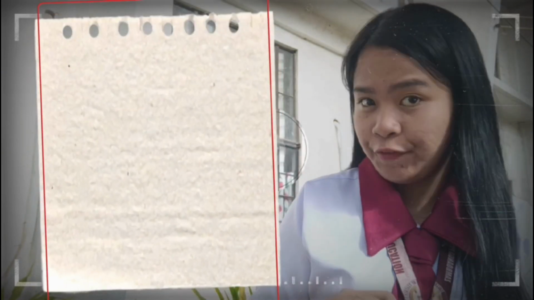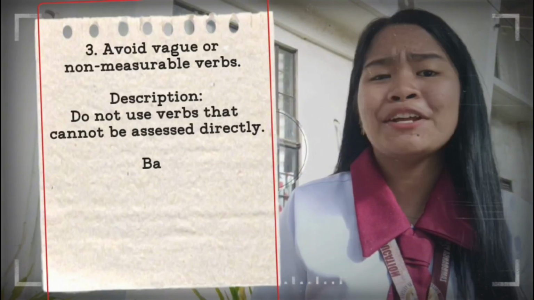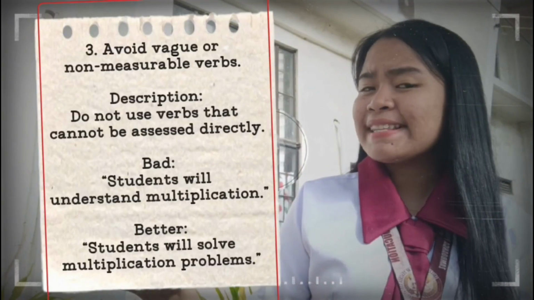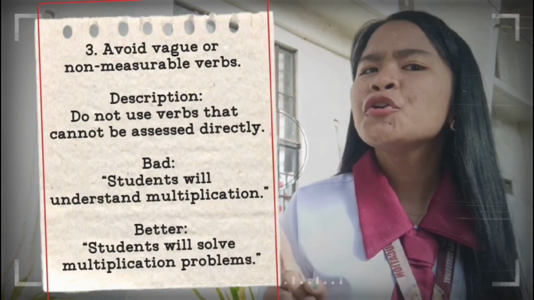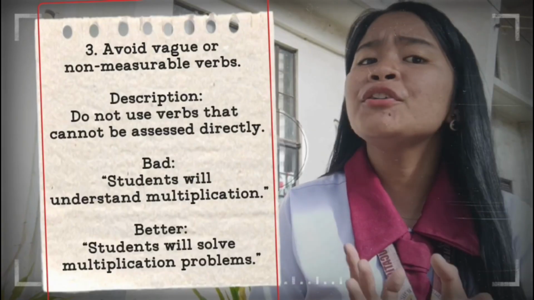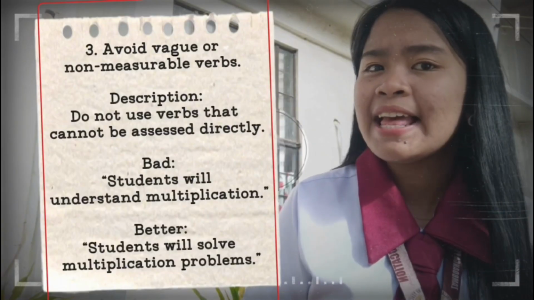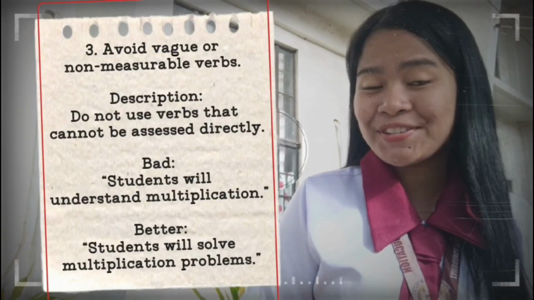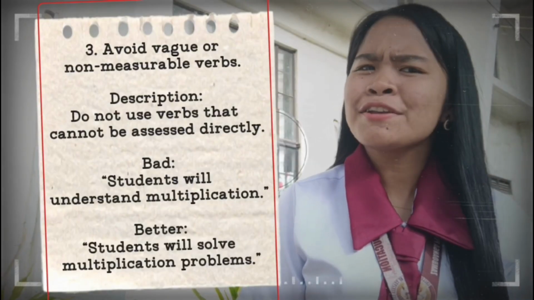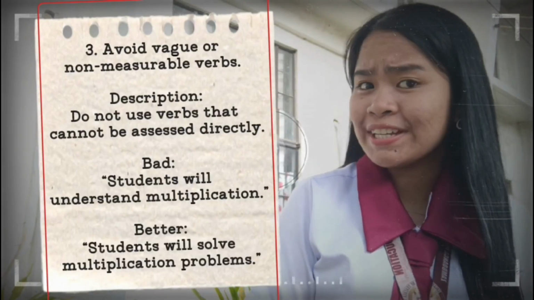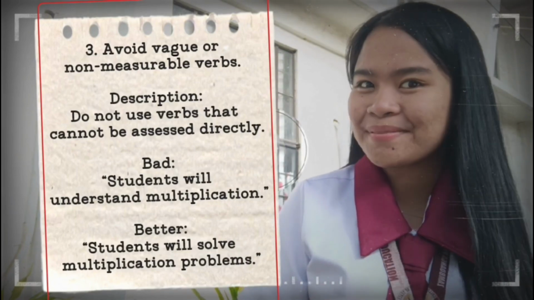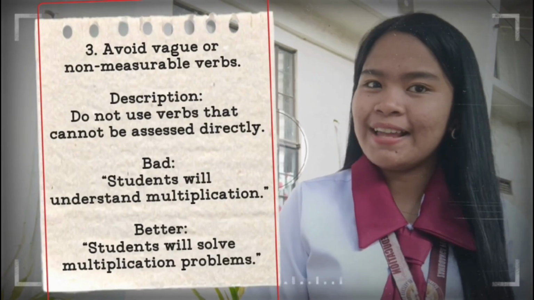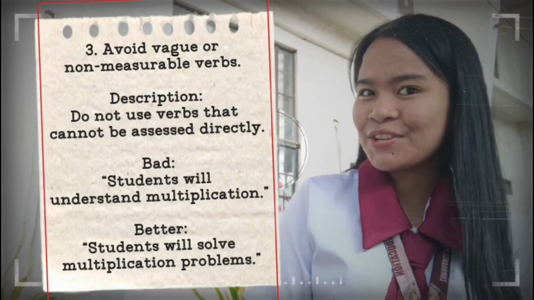Number 3, avoid vague or not measurable verbs. Do not use verbs that cannot be assessed directly. Words like understand, learn, or appreciate do not show specific actions. You cannot see understanding, but you can see the action that shows understanding, like explaining or demonstrating. Bad example, students will understand multiplication. Better example, students will solve multiplication problems. Solve is measurable. Understand is not measurable.